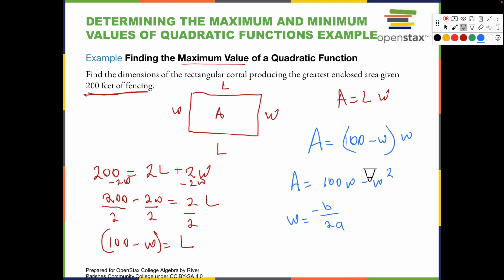What is a? A is the number in front of the x squared, so that's going to be -1. 2 times -1. What is b? Well, that's the number in front of the x, which is 100. So we get minus 100. Negative and negative are positive. So we get 100 over 2. So the width is 50.